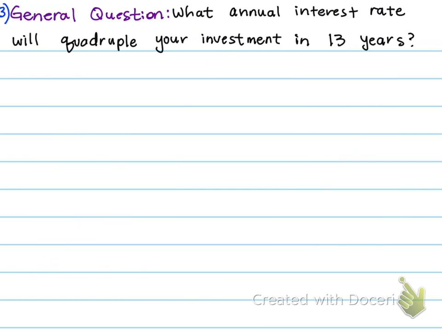Next, general question. This kind of question doesn't really give me much information. It says, what annual interest rate? So again, it's telling me it's annual. Annual hints that it's not going to be continuous, but again, we're using this function, A of t is equal to, again, write it down, P times 1 plus R over N to the NT would quadruple your investment in 13 years.